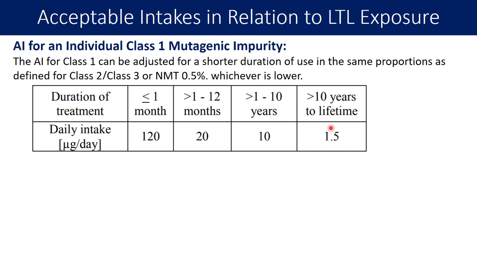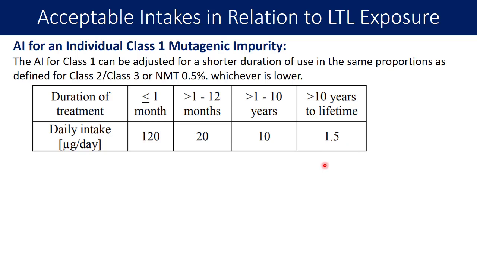But in case I know the limit of the impurity now, which is not 1.5 micrograms per day, but let us assume it is 15 micrograms per day, because I'm talking about the class 1 mutagenic impurities. And class 1 mutagenic impurities have their own defined acceptable intake. Just for this time, assume that the acceptable intake for class 1 mutagenic impurity is 15 microgram.